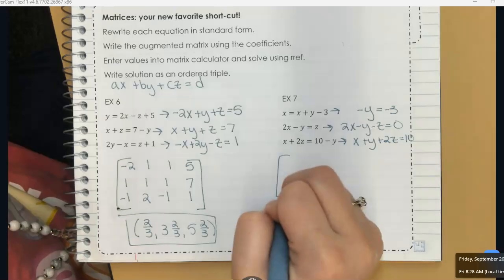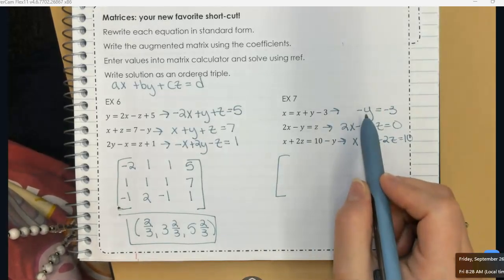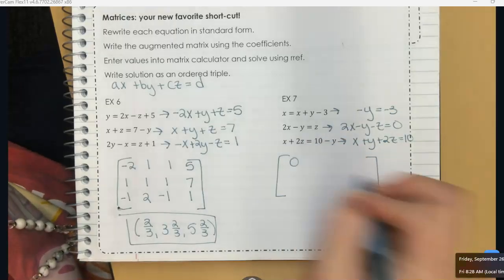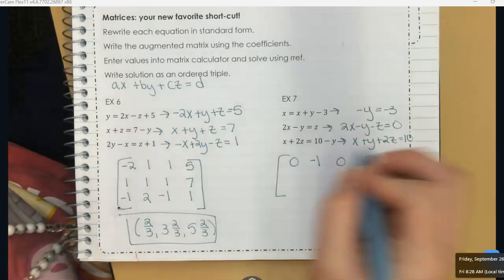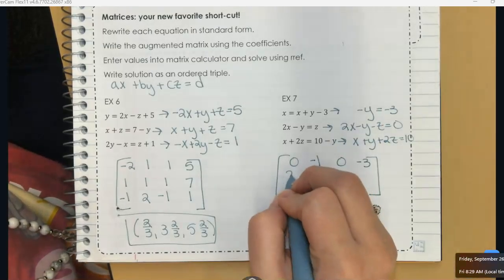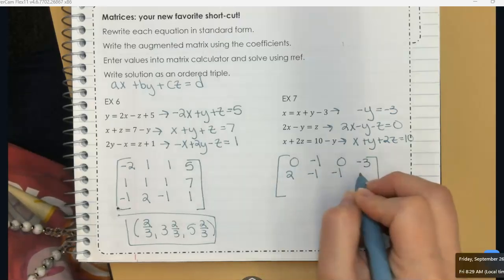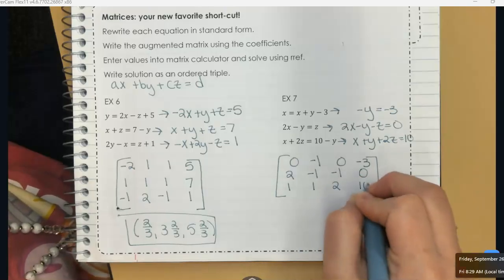And now I'm ready to set up my matrices. So in the first equation, I only have a y term. So what that means is where x and z go, I'm going to put zeros. And then my coefficient on y is negative 1. My constant is negative 3. On the middle row, I have 2, negative 1, 0, and on the last row 1, 1, 2, 10.